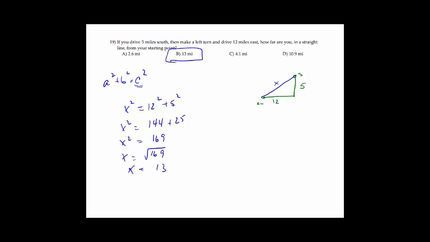So if we were to go in a straight line, the distance from our starting point to our ending point is going to be 13 miles. Let me know if you have any other questions.